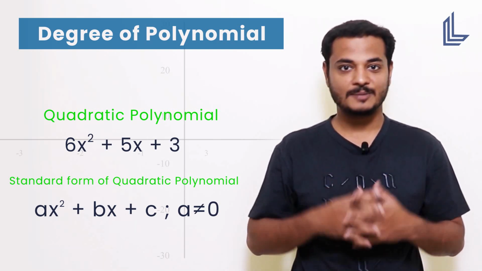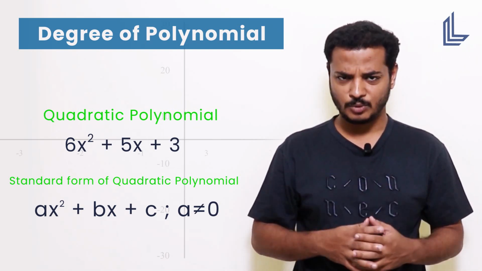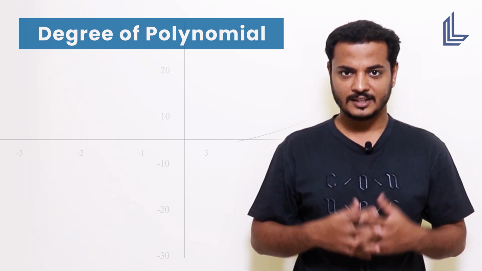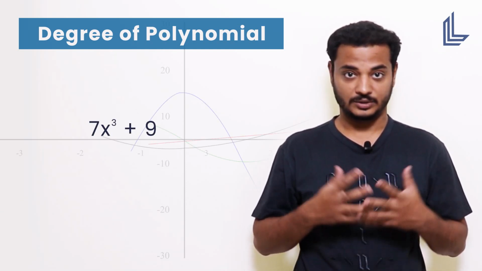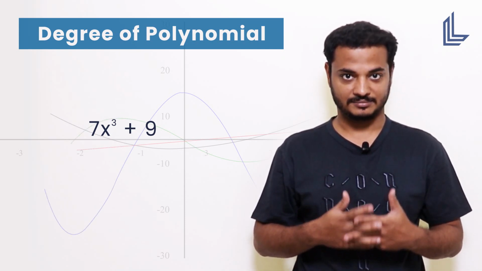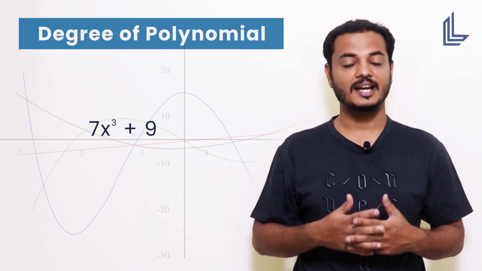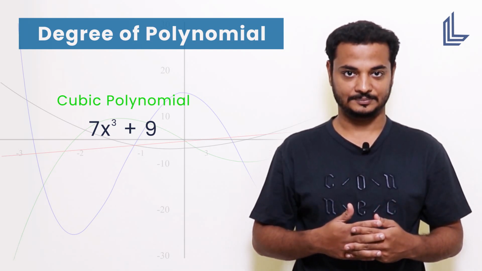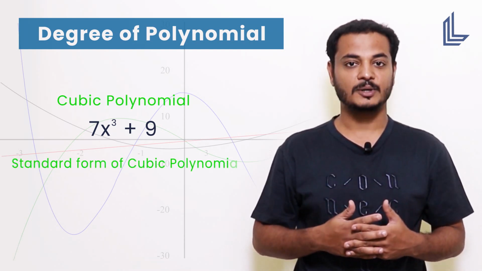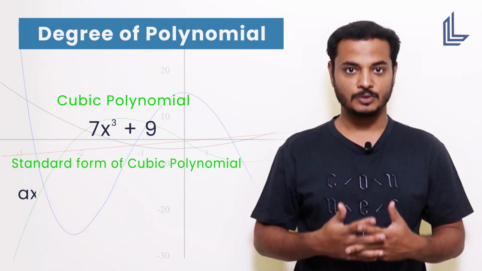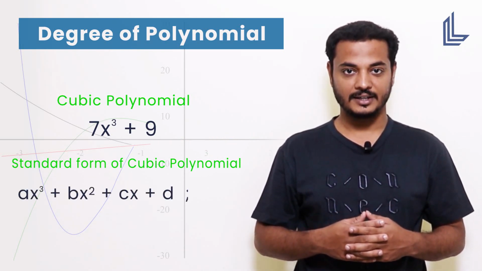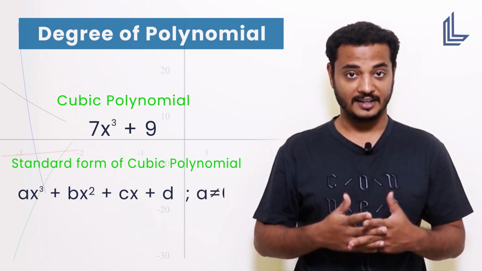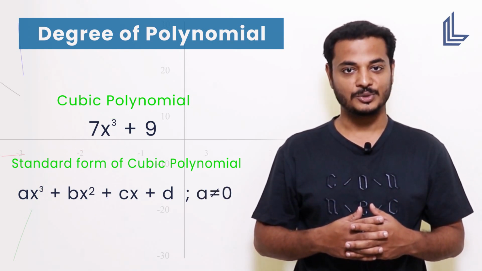Similarly, we can have cubic polynomials. And how would a cubic polynomial look like? Consider this expression, 7x cubed plus 9. Now this is a polynomial with degree 3, right? So we call it a cubic polynomial. The general expression for a cubic polynomial would be ax cubed plus bx squared plus cx plus d, where a, b, c and d are real numbers and a is not equal to 0.